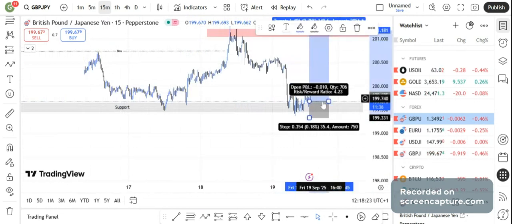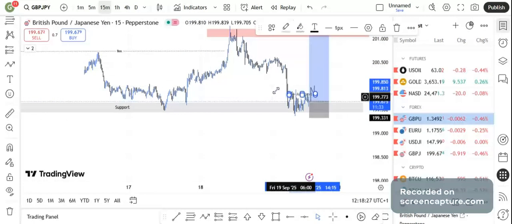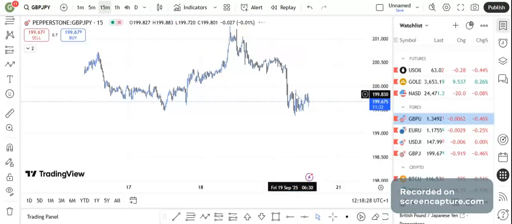You know, when I put my entry at the neckline of this inverse, okay, the network is gone. So kindly wait for the network to be back.